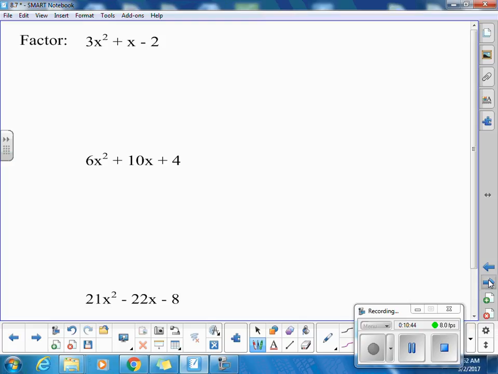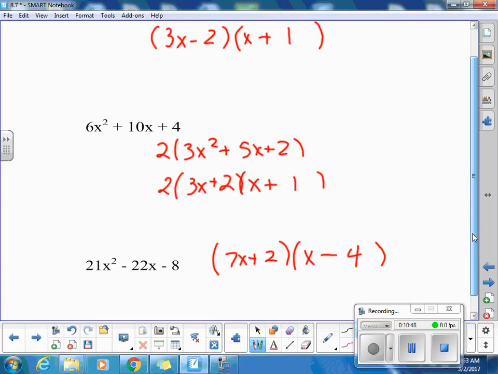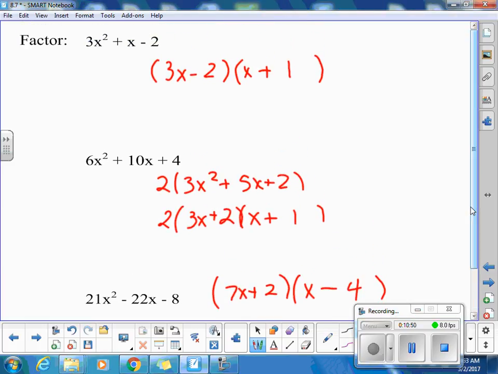Pause me and you try to factor these. All right, for the first one, we only have two factors for 3, so 3x and x, and two factors for negative 2, negative 2 and 1, so it ends up being 3x minus 2 and x plus 1. I can check my middle terms here. I have positive 3x minus 2x, that ends up with x, which is what we want in the middle.